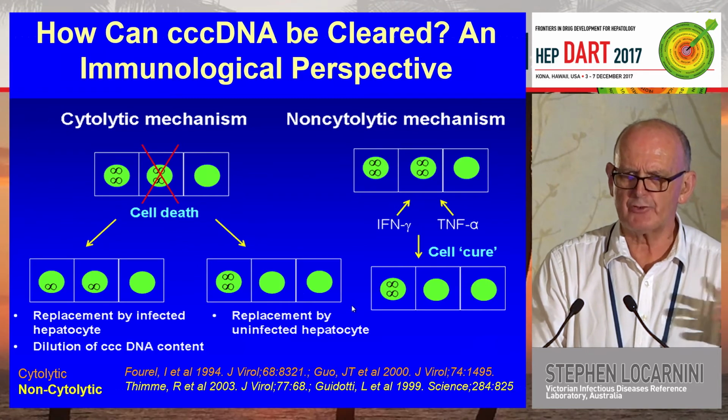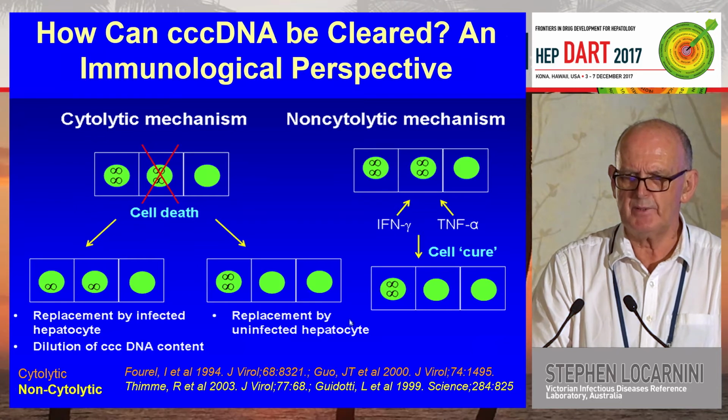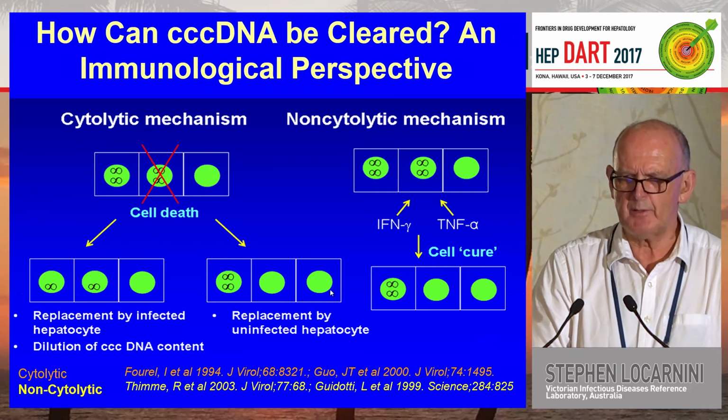How are the various groups thinking about how cccDNA can be cleared? This has been called the holy grail of hepatitis B therapeutics. And so there are basically two camps: the immunological camp and the virological camp. Out of respect to my immunological colleagues, I put you first.